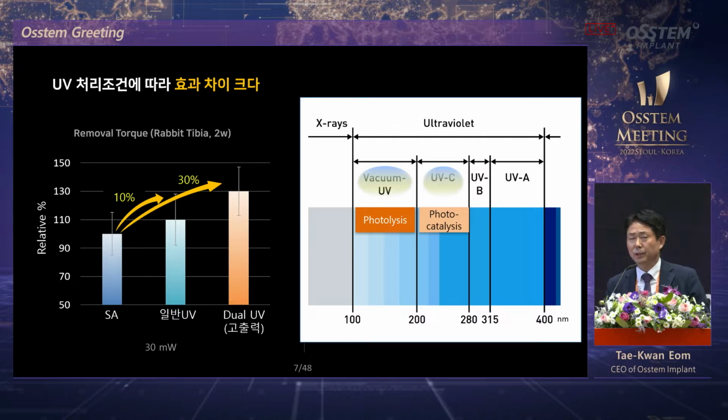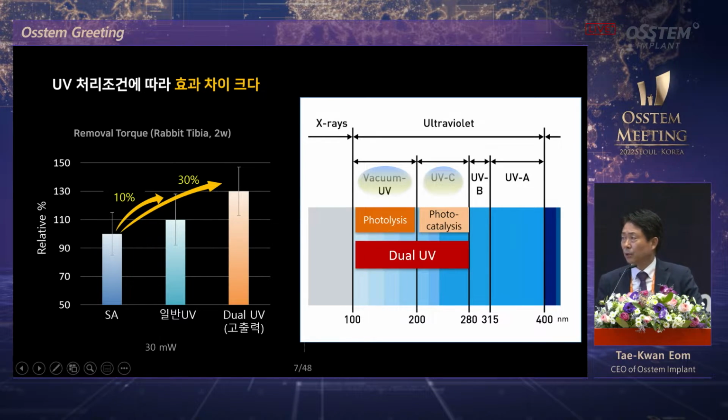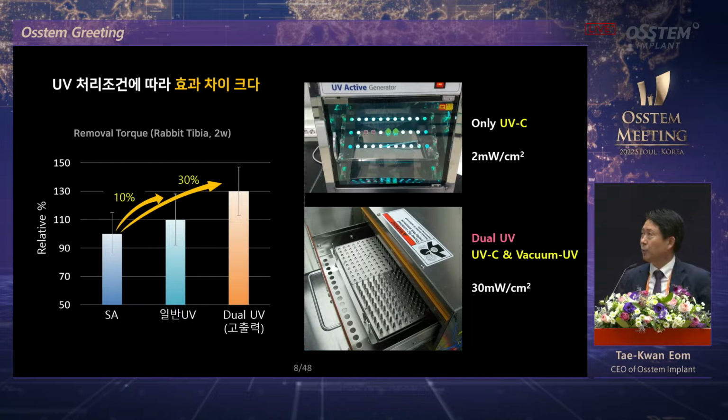If you look at devices, there are UVC and vacuum UV devices. The light is irradiated and only the irradiated part would be effective. So UVC is more favorable when the light is not irradiated fully. Osstem uses these two UVs, dual UV. So it is termed dual UV, combining vacuum and UVC.